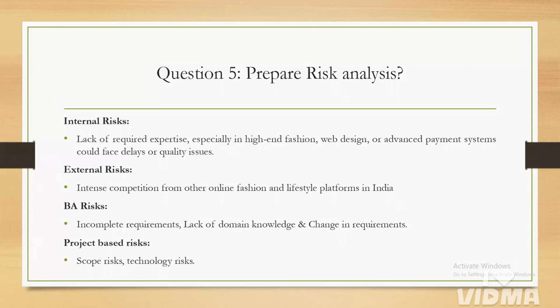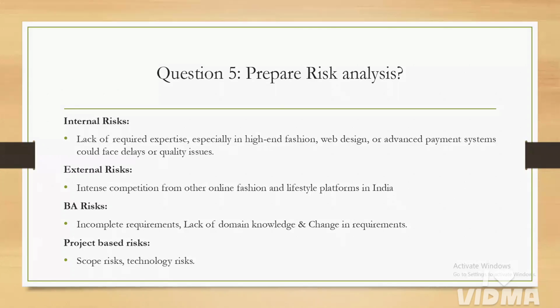And next, the project based risk is nothing but scope risk and technology risk. Scope risk is nothing but schedule delays. Like we need to complete it within 18 months, but the developers are lacking and are not developing in the time they have been given. So it comes under the scope risk. And technology risk is nothing but if we have any technical issues with the payment gateway or something else, like we will be using APIs, right? So it comes under the project risk.